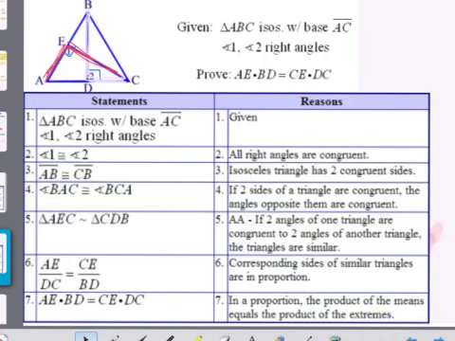Make sure you use this terminology. The product of the means equals the product of the extremes in a proportion. Therefore, that statement is true. And that would be the end of your proof.